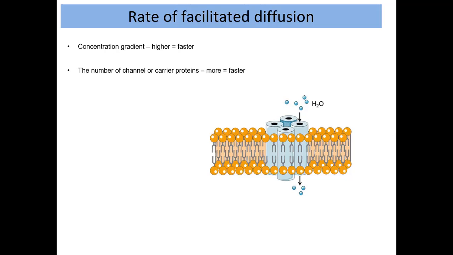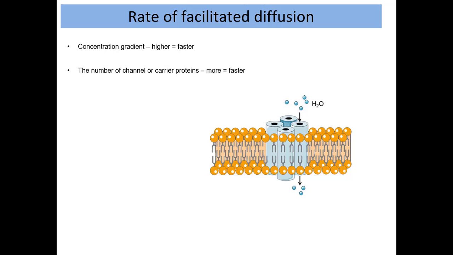So even if we increase the concentration gradient, for example we've got water here and we stuck more water in there and more water in there and made that concentration gradient higher, it cannot increase anymore if all of the channel proteins are in use. So the greater the number of channel or carrier proteins in the cell membrane, the faster the rate of facilitated diffusion. So for facilitated diffusion, concentration gradient, whilst that is true, has a bit of a caveat along with the channel and carrier proteins. So having more channel proteins increases the rate of facilitated diffusion.